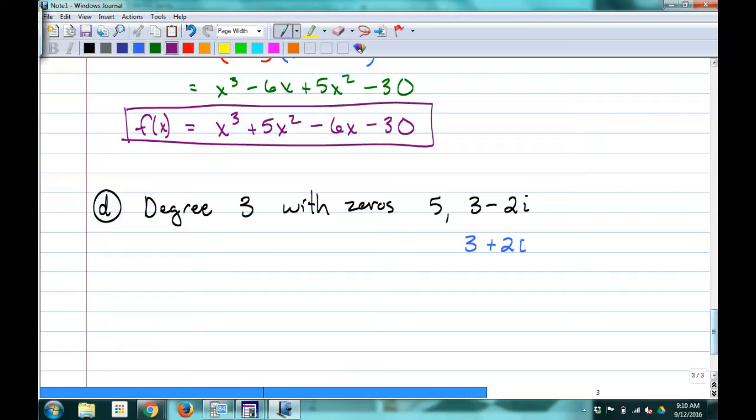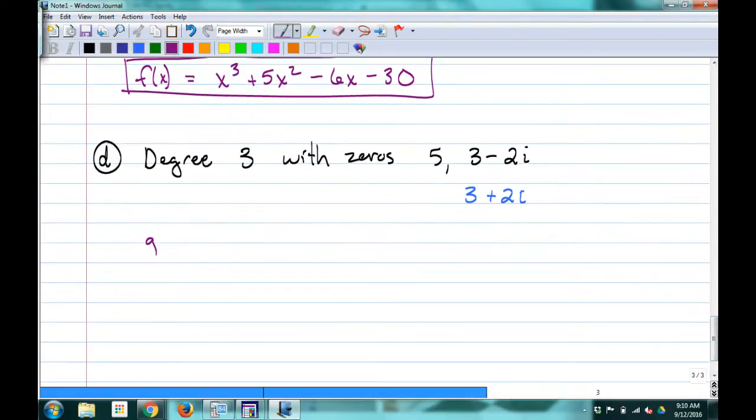So, all right, that means when I go to build my polynomial, I'm going to call this one g of x just because I'm tired of f of x. And let's build the factors. That easy factor is the 5. What factor goes with it? x minus 5. That's the easy one. The other two are not that much more difficult. You just got to know, okay, it's going to be x minus 3 minus 2i, and then an x minus 3 plus 2i.